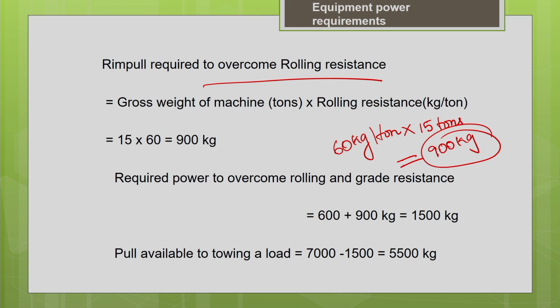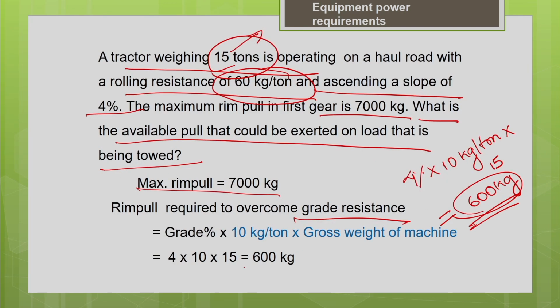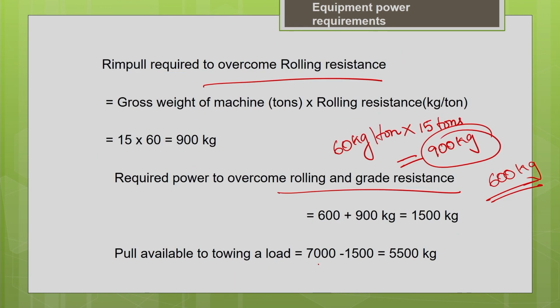Now the total power required to overcome all the resistances: 600 kg is the power needed to overcome the grade resistance, plus 900 kg for the rolling resistance. You add both and you get the total power needed to overcome the total resistance, 1500 kg. Now you know that the maximum rim pull available for this machine, as given by the manufacturer, is 7000 kg.